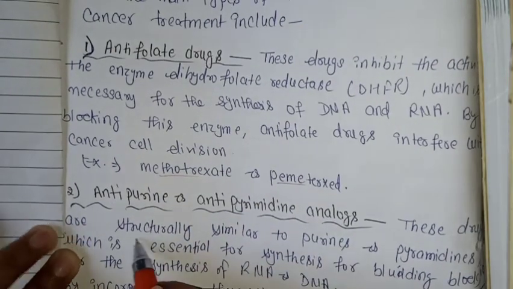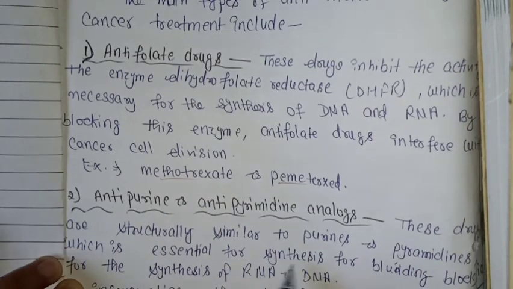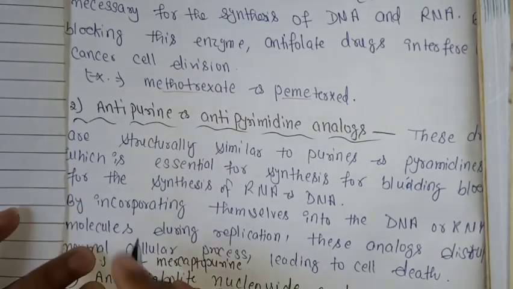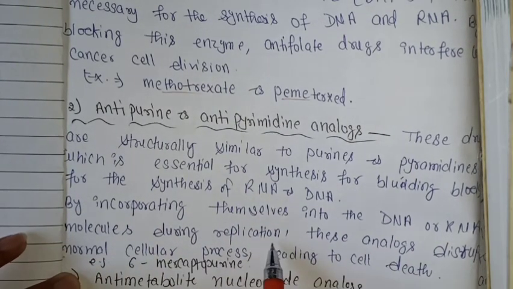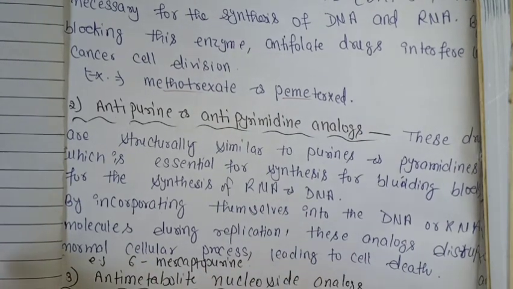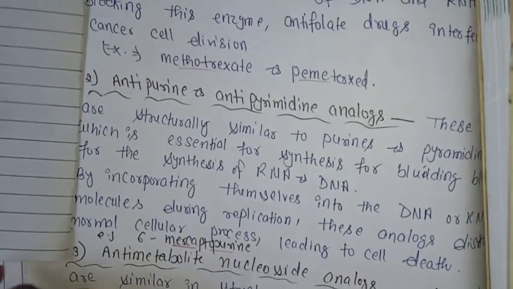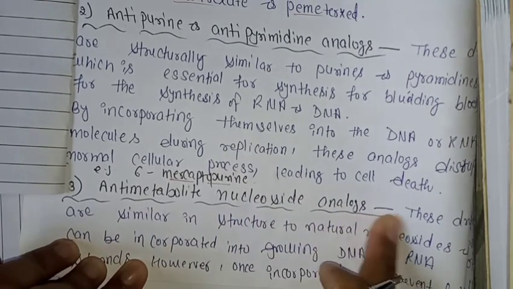These drugs are structurally similar to purines and pyrimidines, which are the essential building blocks for the synthesis of DNA and RNA. Right? By incorporating themselves into the DNA and RNA molecules during replication, these analogs disturb the normal cellular process, leading to cell death. Example: 6-mercaptopurine. And third is antimetabolite nucleoside analogs.